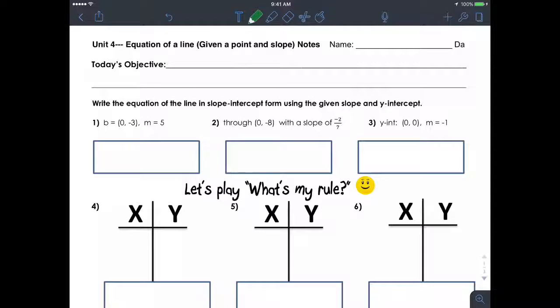Hey guys, welcome back. Let's go ahead and write down today's objective. Today's objective is I can find the equation of a line given a point and the slope of the line.